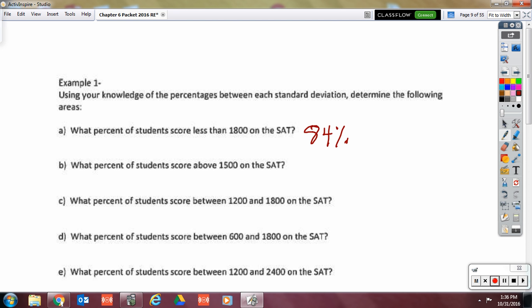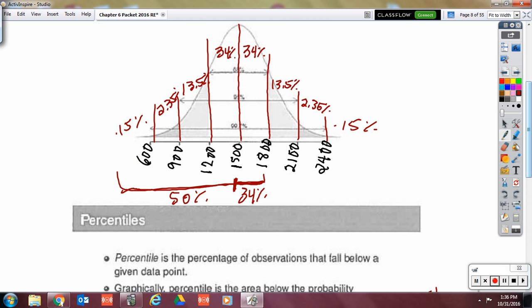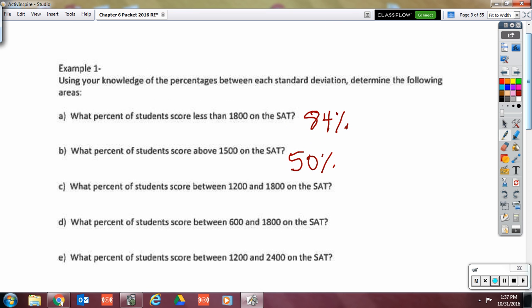Okay. What percent of students score above a 1,500? Where is 1,500 located? It's the middle. So if it's the mean, then how much is above it? 50%. How much is below it? 50%. It's right in the middle. So this one is 50%. Okay, so I'm going to give you a few moments to figure those out on your own, and then we'll come back together and see how you did.